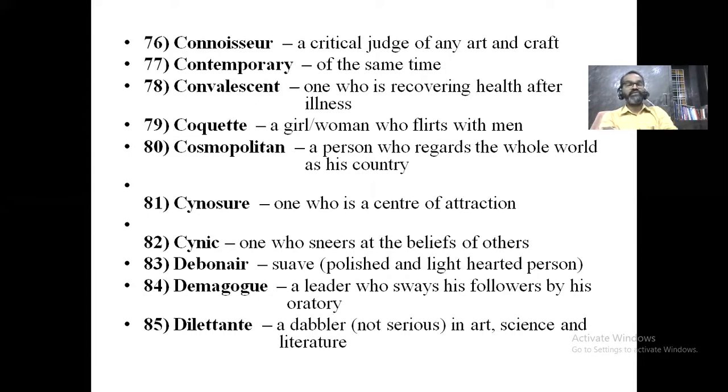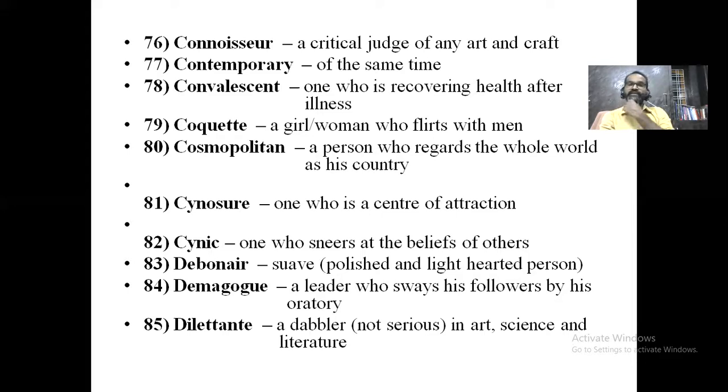And connoisseur, you know, a critical judge of any art and craft. A connoisseur is a person who knows the best things among anything, maybe any kind of article, maybe any kind of food or whatever it is. They find out which is the best. They are called connoisseurs.